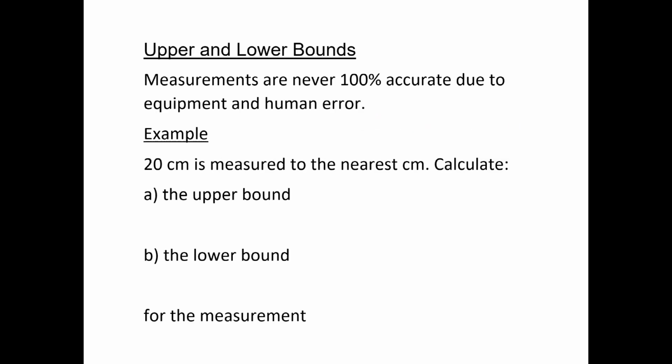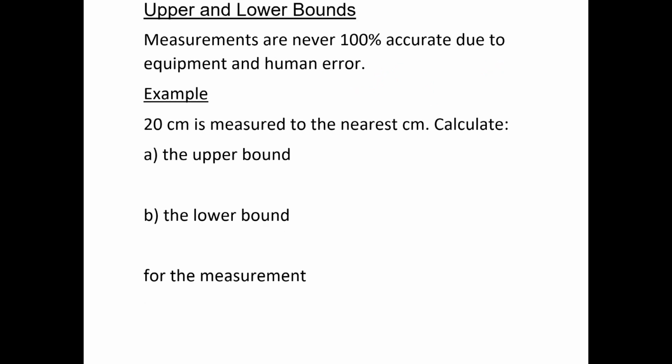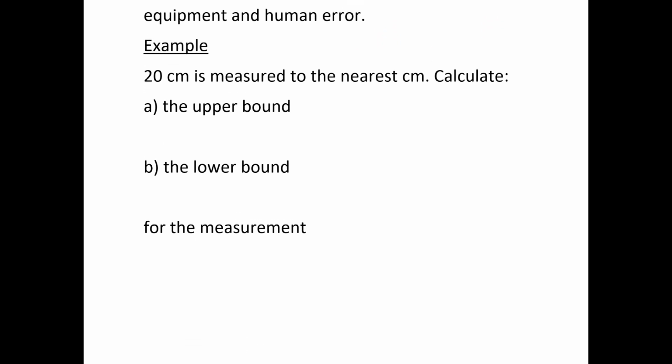Measurements are never 100% accurate because of equipment error and because of human error. For example, 20 centimeters is measured to the nearest centimeter. We want to calculate the upper bound and the lower bound for the measurement. Let's consider 20 centimeters to the nearest centimeter. Basically, let's think about things that would round to 20 to the nearest centimeter.